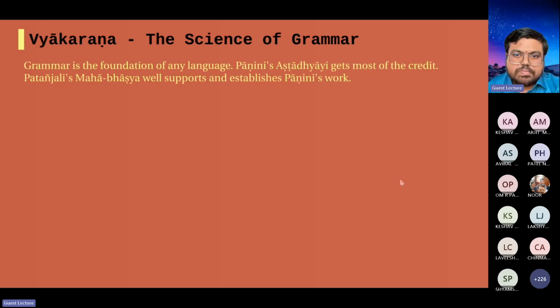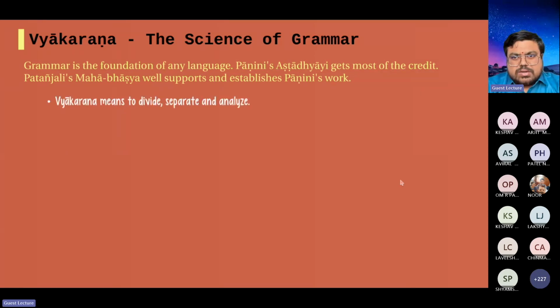in the sense that what you observe in the creation are the elements of grammar that we have discovered. So Panini's Ashtadhyayi gets most of the credit in grammar, and in that he gives a very beautiful set of rules. In fact, Panini's grammar is so fascinating that research is still being done, in the Western world and in our country, as to what else Panini's grammar could imply than what meets the eye.